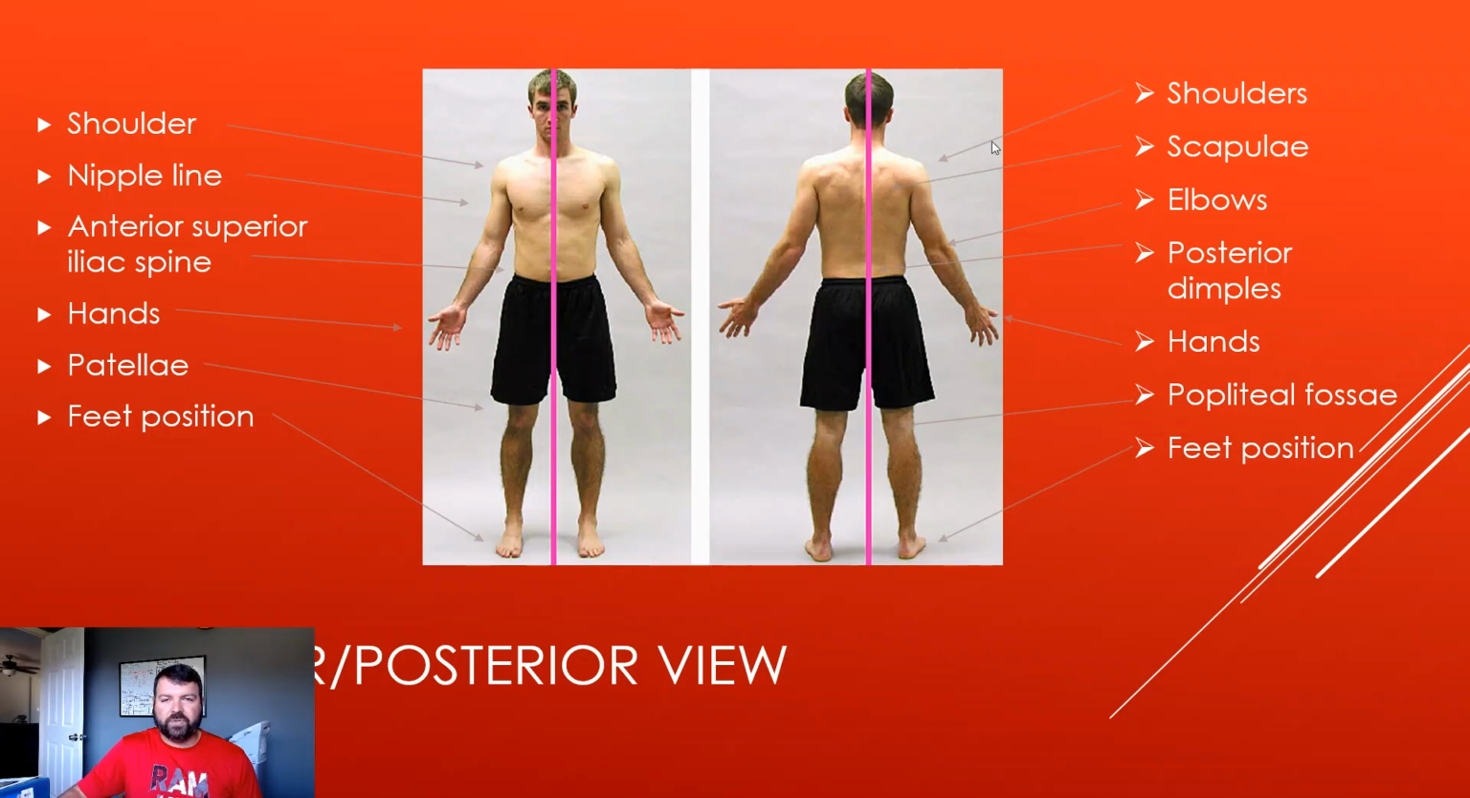And then from the back, obviously shoulders again, where the scapulas lie. Elbows. The posterior dimples, that's your posterior superior iliac spine. Your hands again. Popliteal fossa, that's the back of the knee, and then your feet positions. You also identify where the Achilles tendons are. Are they even? Are they not? That could tell you different things about dominance in the leg, and whether the medial head of the gastroc is dominant versus the lateral and so forth. And that is the spine.